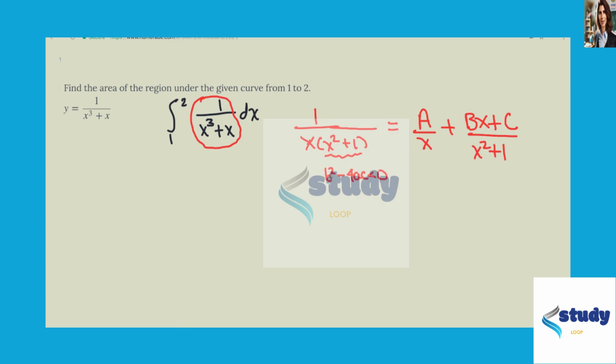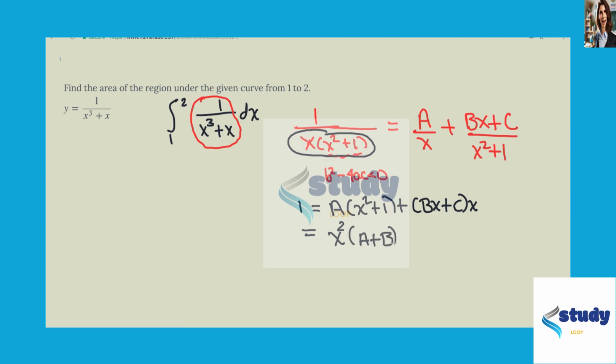Let's go ahead and multiply this equation on both sides by this term down here. And then we can go ahead and combine terms. So let's pull out an x squared here. We have a plus b. Let's pull out an x. We just have cx and then a.